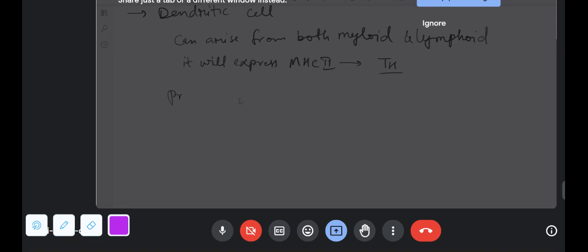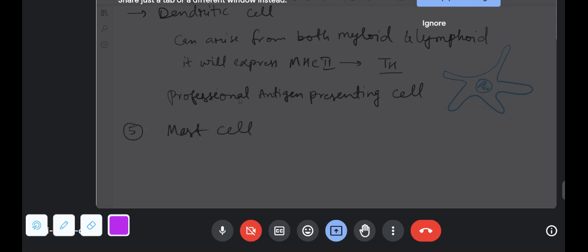So it is all about dendritic cells. Dendritic cells will look like this. The MHC molecule we will discuss after completion of this topic. The next, the fifth number, is mast cell.